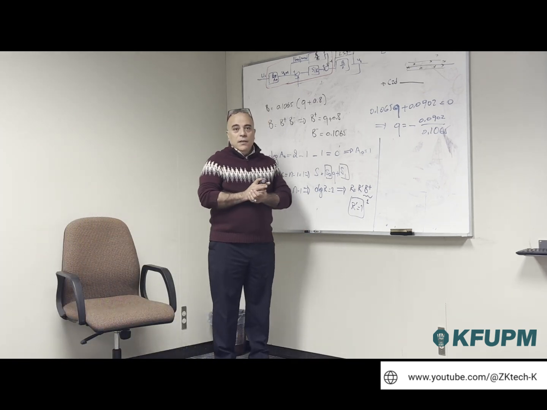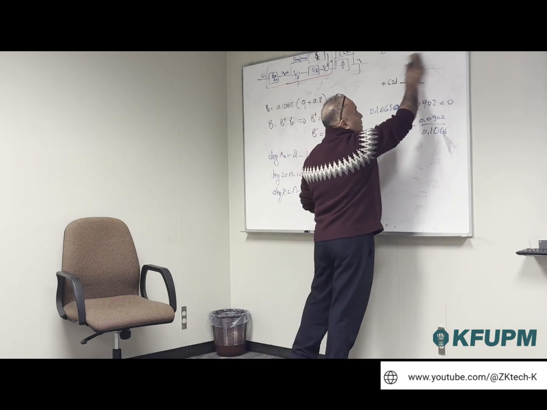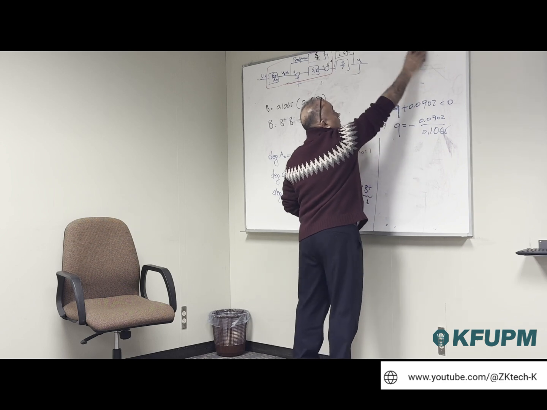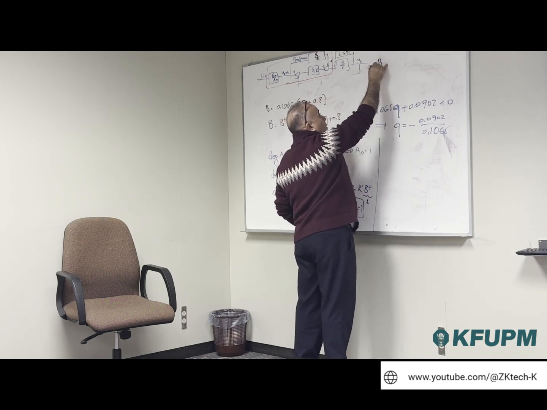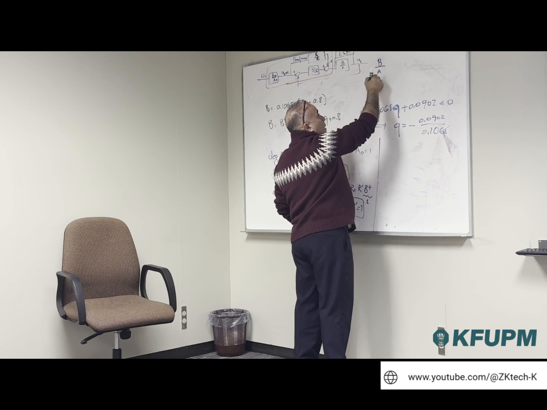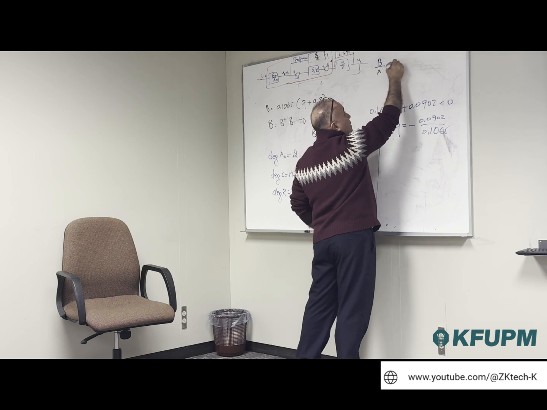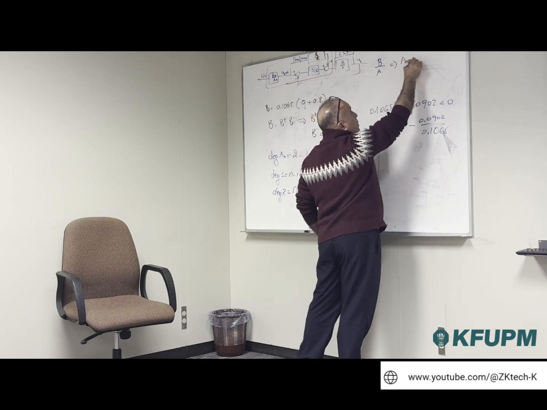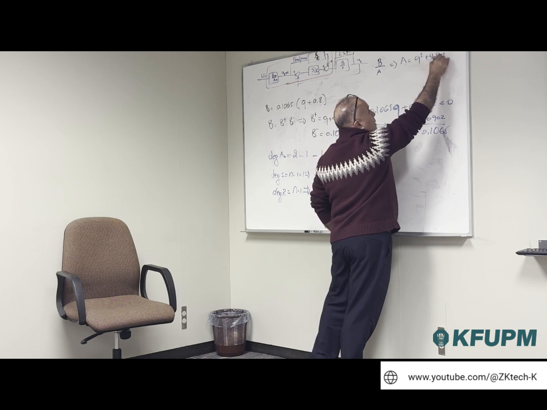Now comes the work. I'm going to assume we have B over A, and we know the value of A from the previous slide. I'm going to assume A is equal to Q squared plus A1Q plus A0.